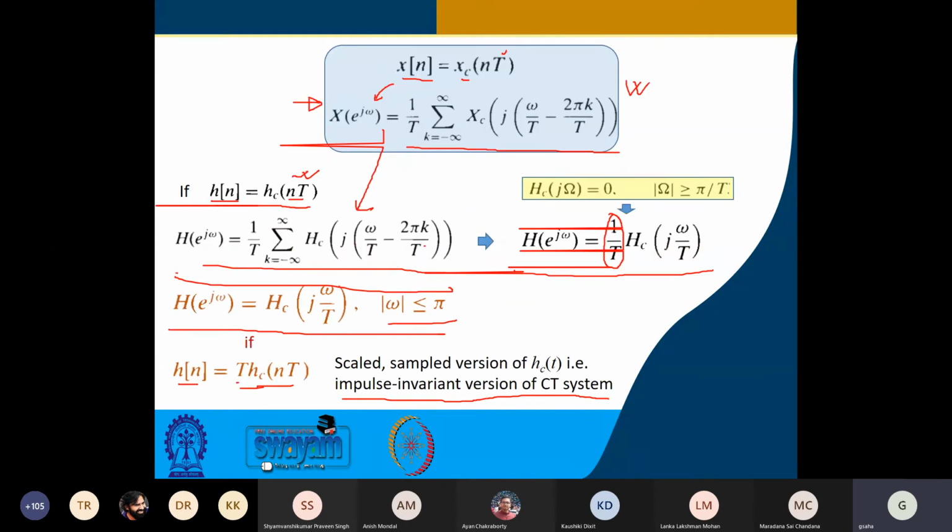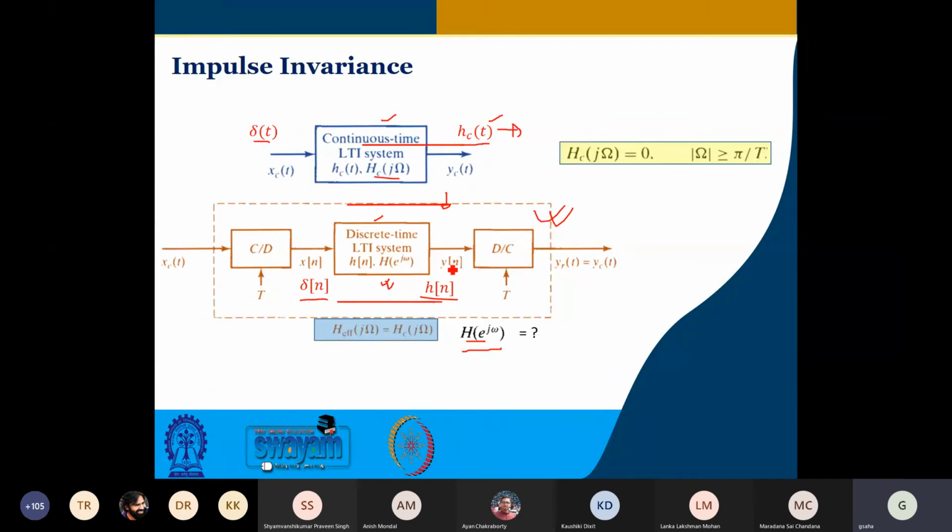So this is an important understanding or relationship that we can use, and there are other methods also for this conversion that we shall discuss later. If anyone has any difficulty in understanding how we have formulated the problem, we want to realize this using this. We know h_c(t) and the corresponding H_c(jΩ), and of course this is band limited. Then what will be h[n]? What will be h[n]?